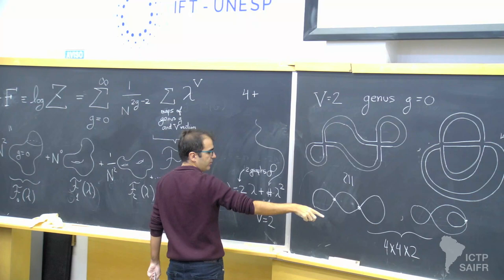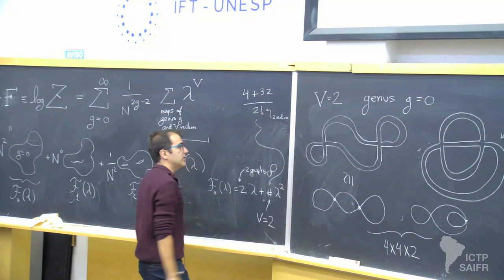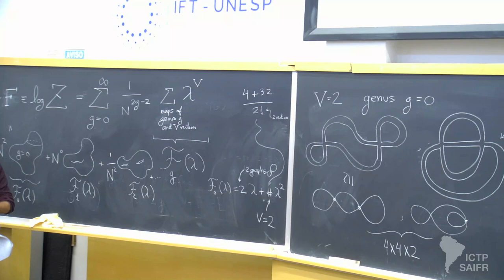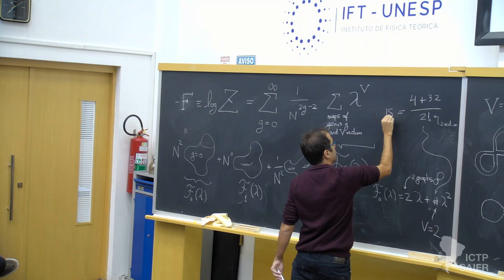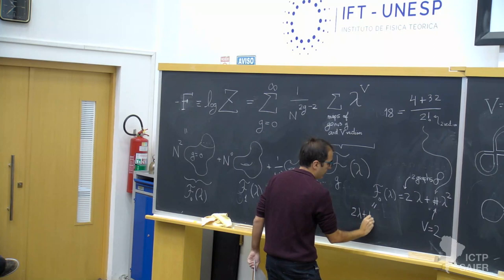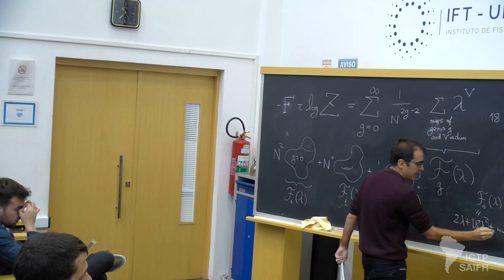Over 2 factorial from the 2 vertices, right? From expanding the exponential. It's the 2 indistinguishable vertices. When I expand the exponential, I get 1 over 2 factorial times g squared. So there's always 1 over n factorial for the number of vertices. And so this is equal to 18. So this number should be 18. So I should get that this is 2 lambda plus 18 lambda squared plus so on. This is an example of a combinatorial object that counts all planar maps, and this is the beginning of this expansion.